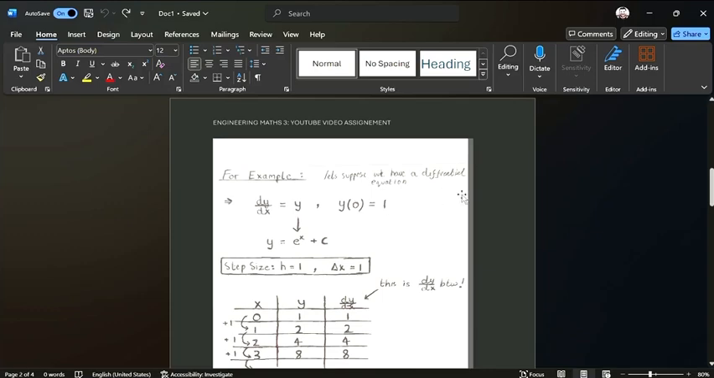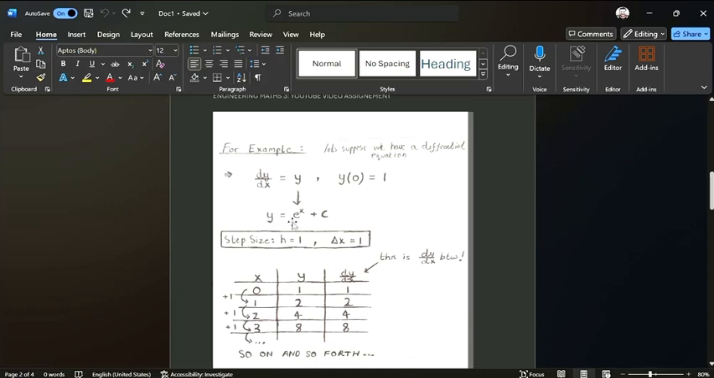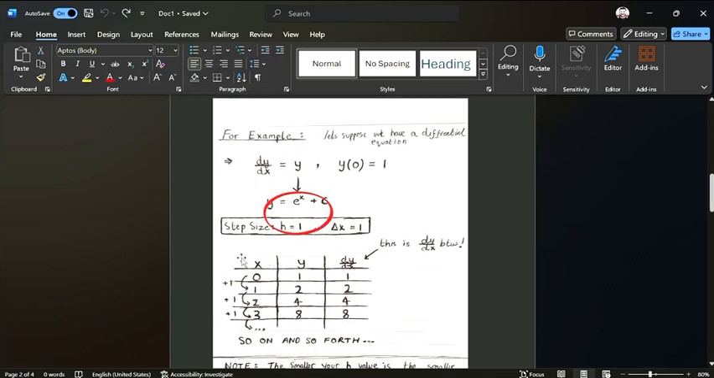For example, let's suppose we have a differential equation set up over here, dy/dx is equal to y. When y is equal to 1, x is going to equal 0. And if you differentiate this out, you're going to get y is equal to e to the power of x plus c. Then I form three variables, which is x, y, and dy/dx.